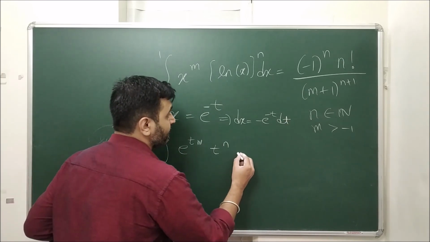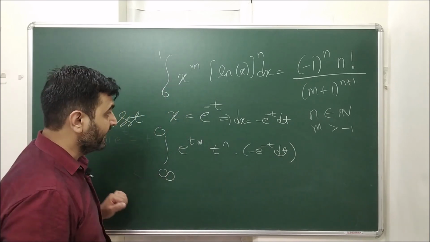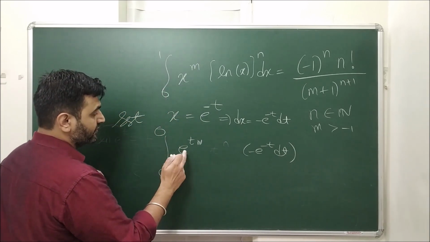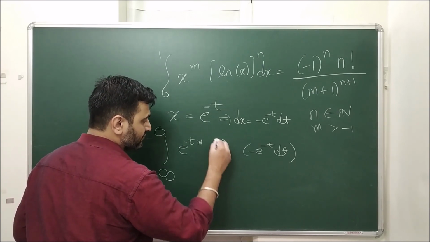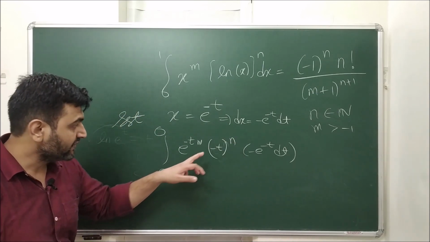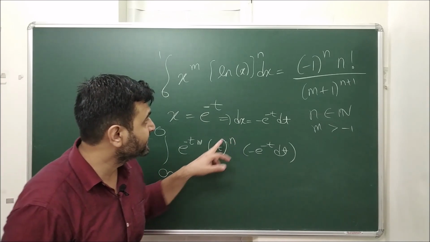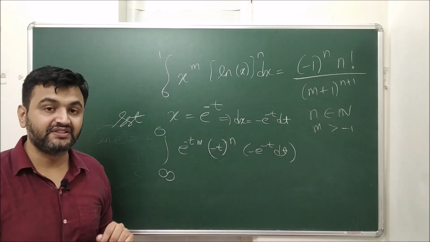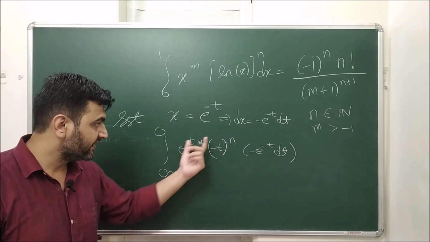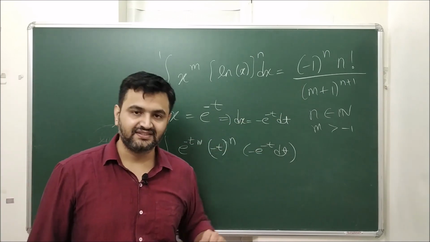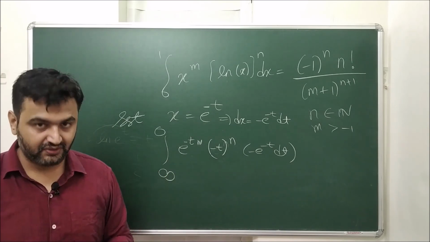So this will be minus e raised to minus t dt, right? And here you have e raised to minus tm, and here you have minus t raised to n. And what is minus t raised to n? It is minus 1 raised to n into t raised to n, and that's how you can see minus 1 raised to n comes into picture. And you interchange the limits, the minus sign will go away, apply the definition of gamma function, you get the answer. So that's how one should think, that if you have log, how to remove the log.